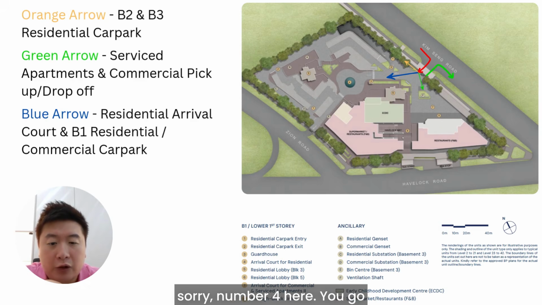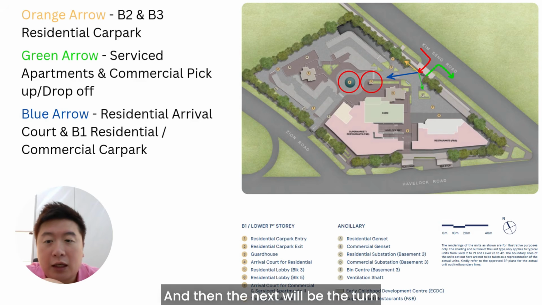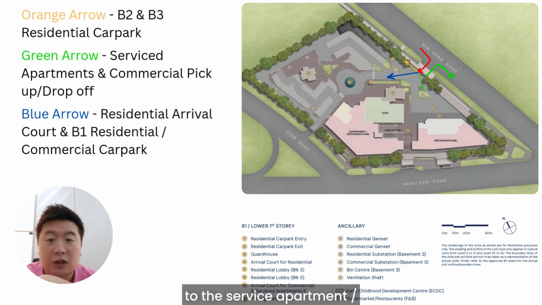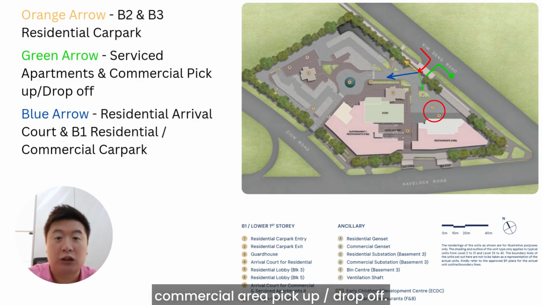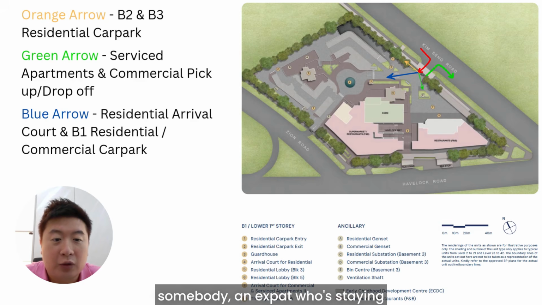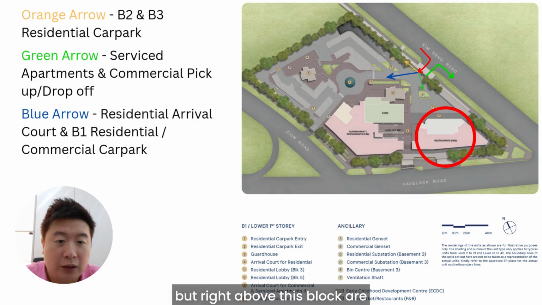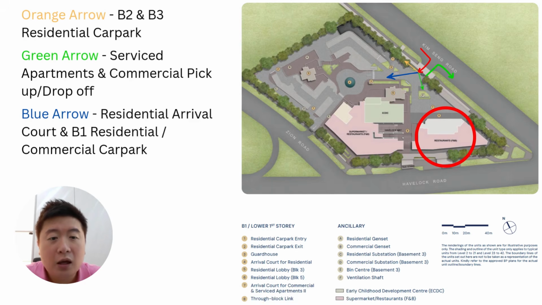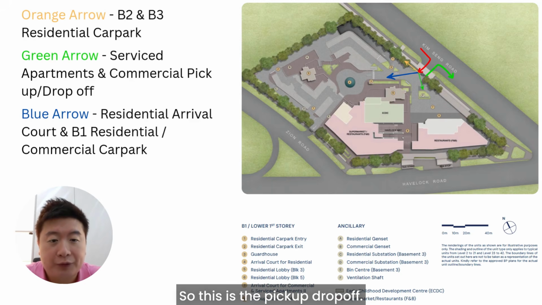Number three here, number four here, you obviously have to go through the guardhouse first. Number three here, then go to number four. And then the next will be the turn left, the green arrow, to go to the service apartment slash commercial area pickup slash drop off. Okay. So if you're an expat who's staying in this service apartment, because this restaurant, what you see here is restaurant, but right above this block are all the service apartment units. So this is the pickup drop off.